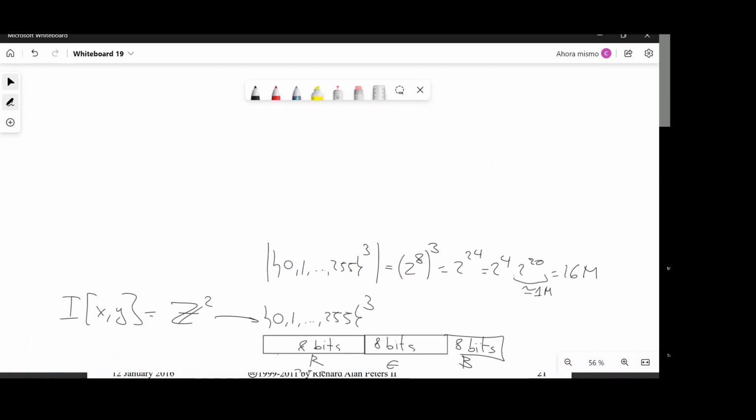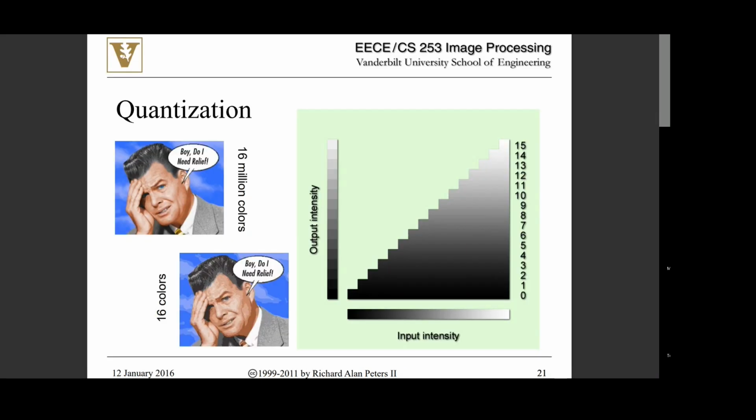So now my quantized image goes from the set cubed now to a set of 16 values, 0 to 15. So for this, I only need 4 bits. Before, for every pixel, I needed 24 bits. So I have saved 20 divided by 24 bits, about 83%, something like that. So we have removed 83% of the information, and still we can see the image relatively well.